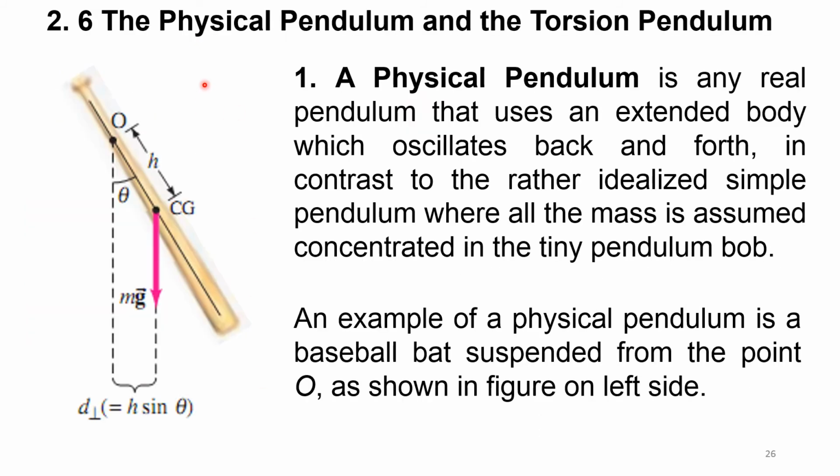Another application of simple harmonic motion is the physical pendulum and the torsion pendulum. A physical pendulum is a rotating rod, where we have a rod that may rotate about its center of gravity, meaning at the center of mass. This rod rotates because of its weight, mg. Then once the body rotates, it makes back and forth motion.